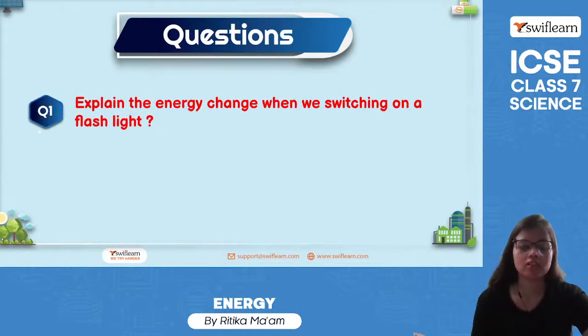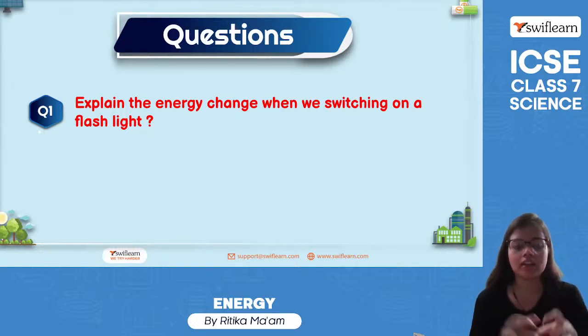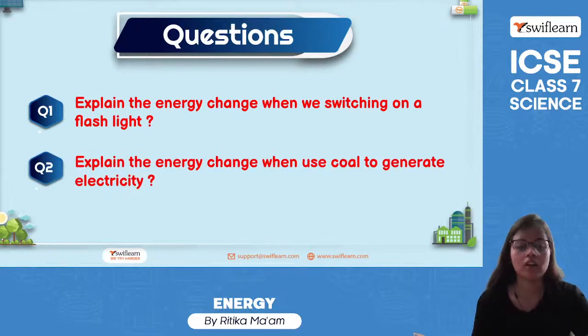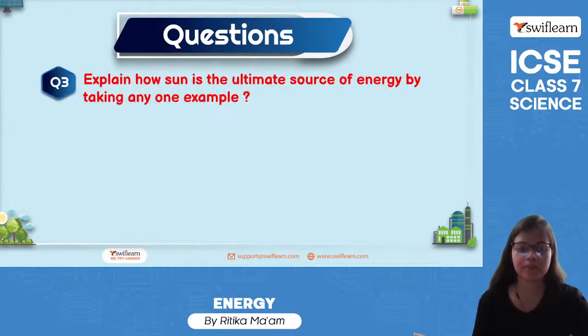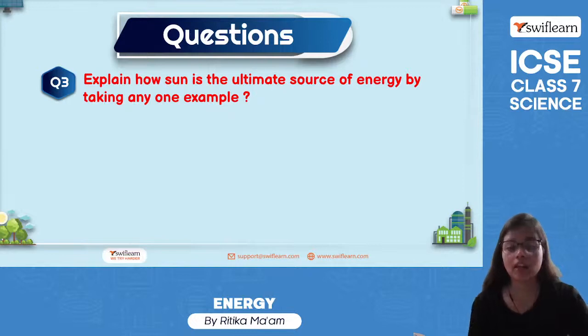Explain the energy change when we switch on a flashlight. In switching on the flashlight, we are changing electrical energy to light energy. Then explain the energy change when we use coal to generate electricity. In coal we are using heat energy, it changes to mechanical, and then mechanical to electrical energy at the last.